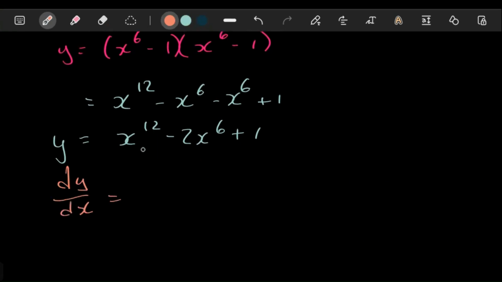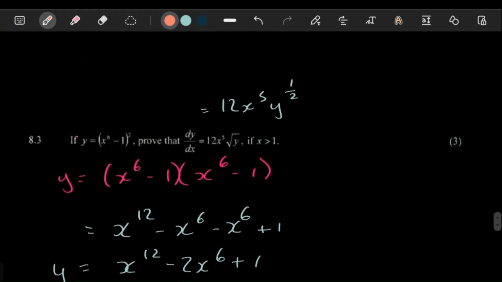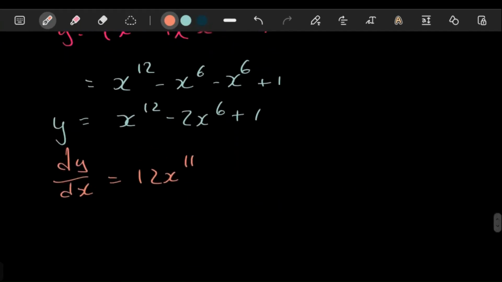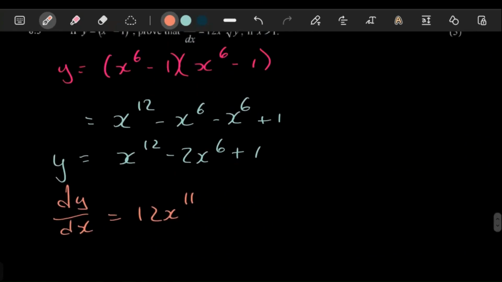So if you differentiate it, it's like 12x to the power of 11. Is it something like that? Oopsie. We are in deep. If your base is the same and you multiply the exponent. Let's carry on. This times this is going to give us negative 2 times 6, which gives us negative 12x to the power 5. And then if you differentiate the constant, it falls away.